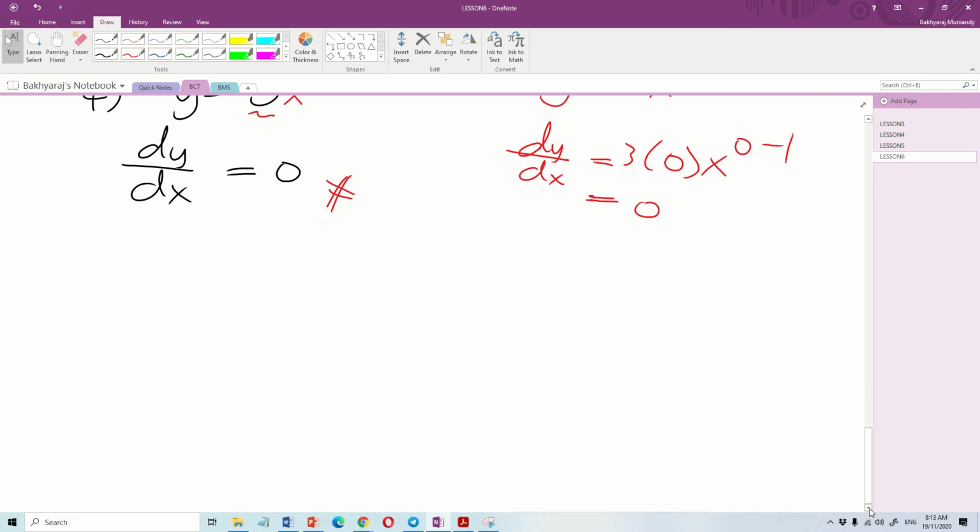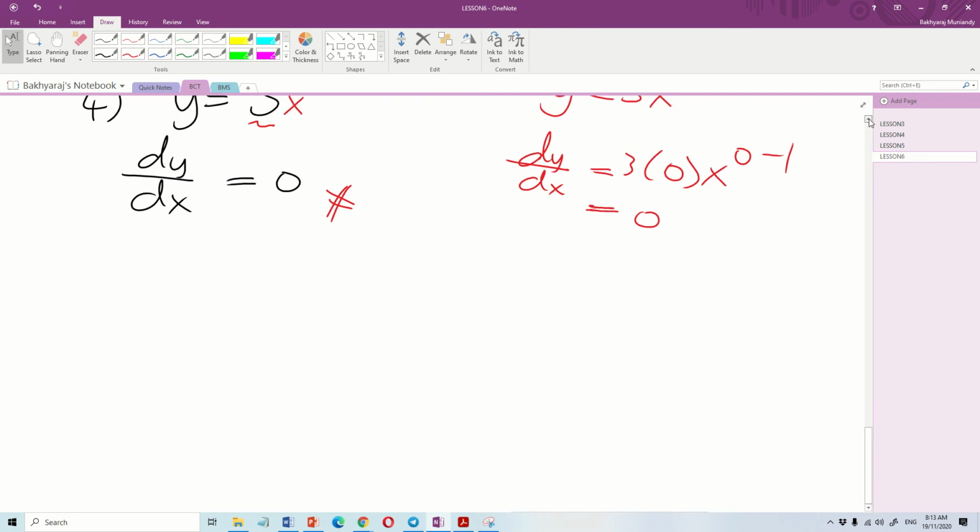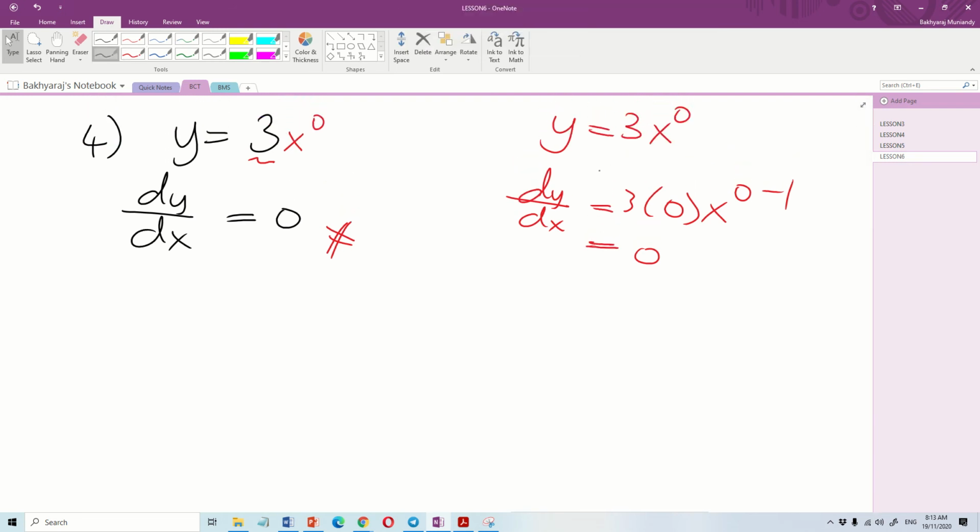Okay, next, number 5. Let's say y equal 2x squared plus 3x plus 4. Okay, try this question.